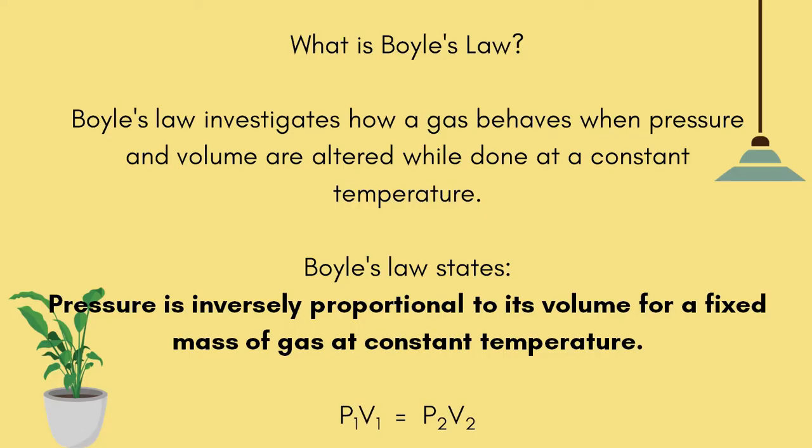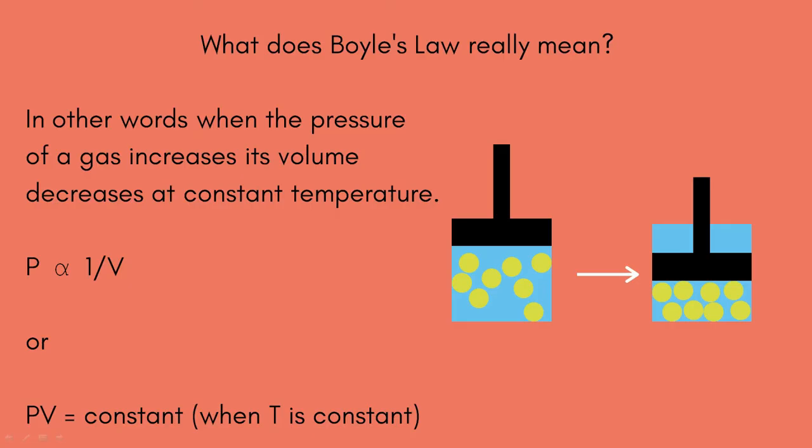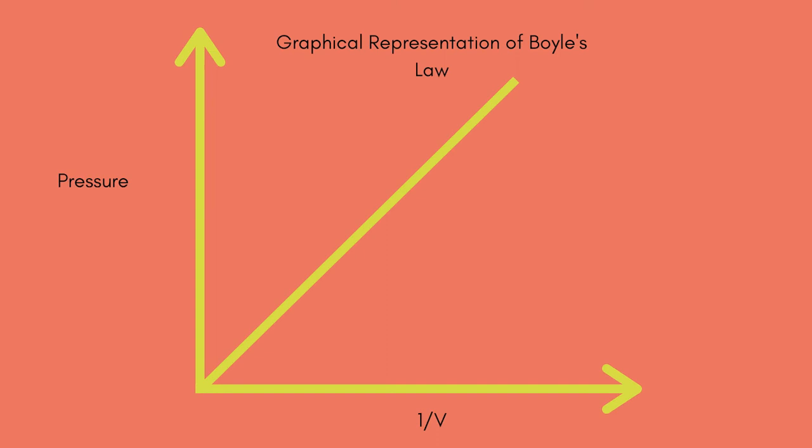What is Boyle's Law? Well, Boyle's Law investigates how a gas behaves when pressure and volume are altered while done at a constant temperature. His law states that pressure is inversely proportional to its volume for a fixed mass of gas at constant temperature. Mathematically expressed, P1 V1 is equal to P2 V2. In other words, when the pressure of a gas increases, its volume decreases at constant temperature. Here's a graphical representation of Boyle's law.